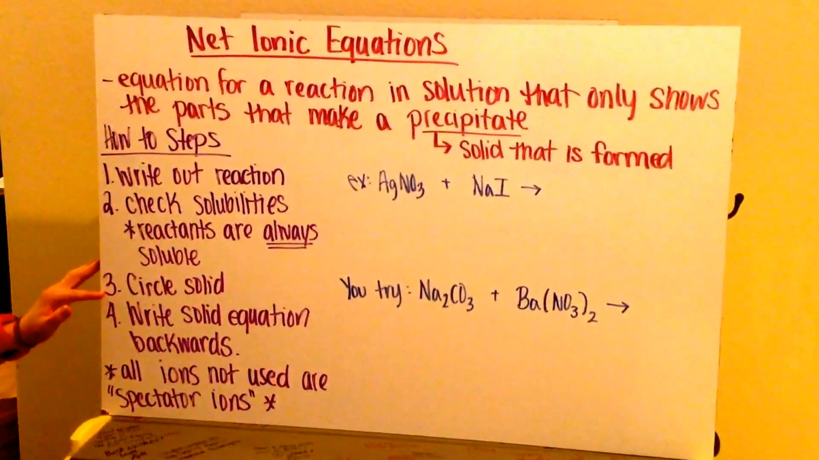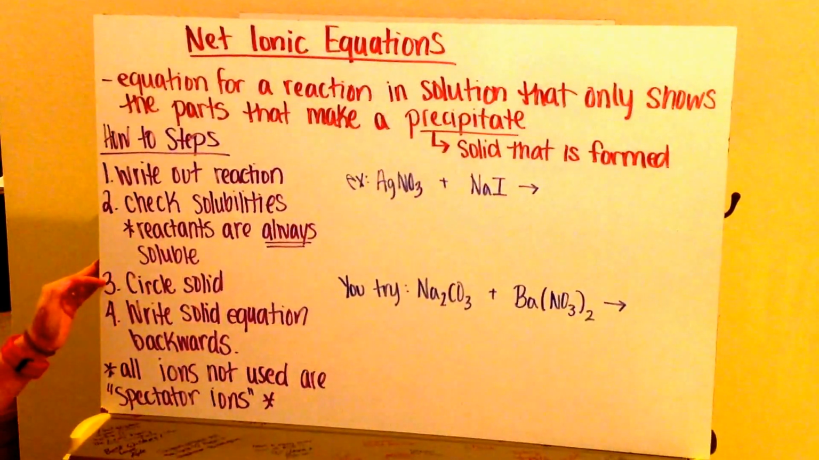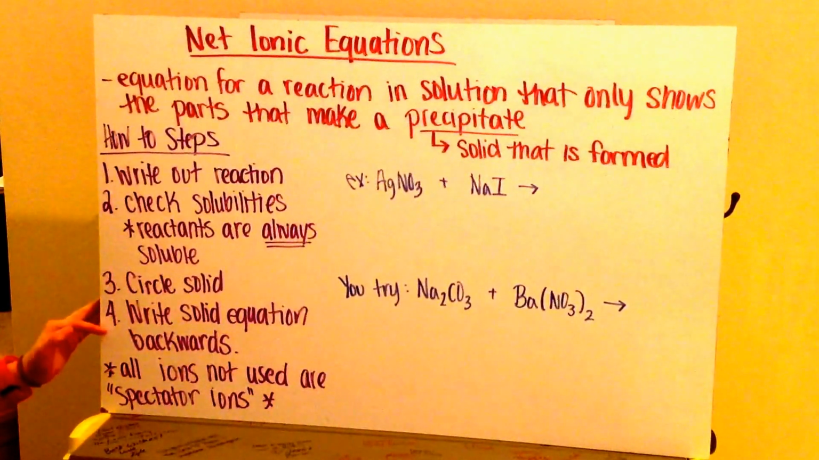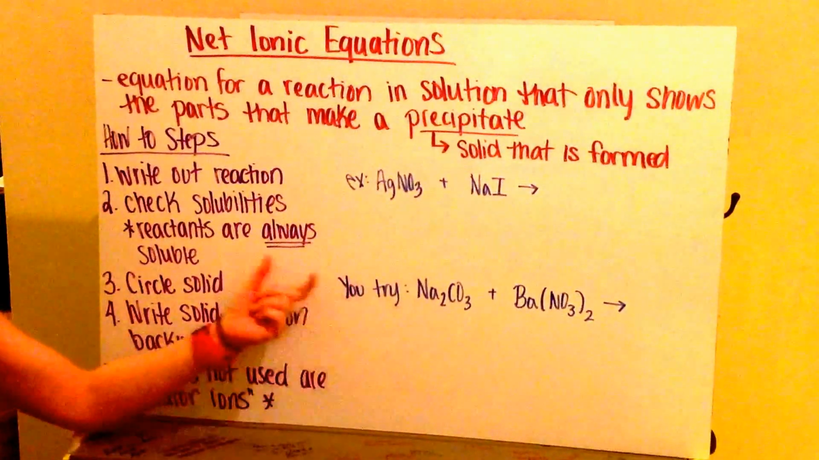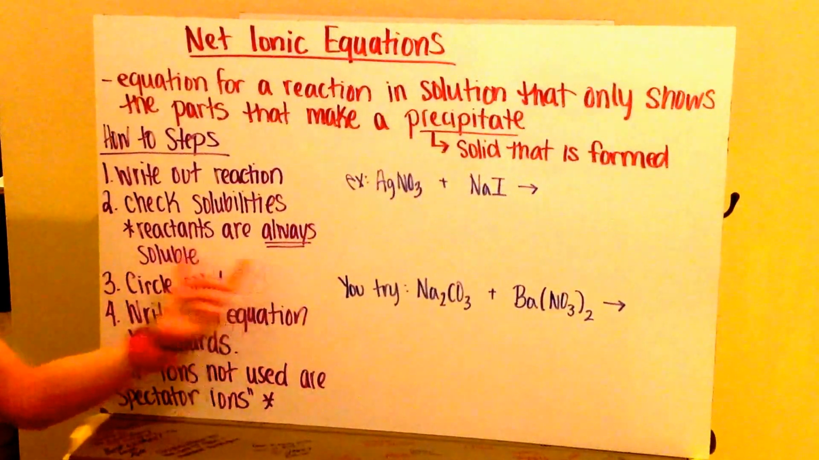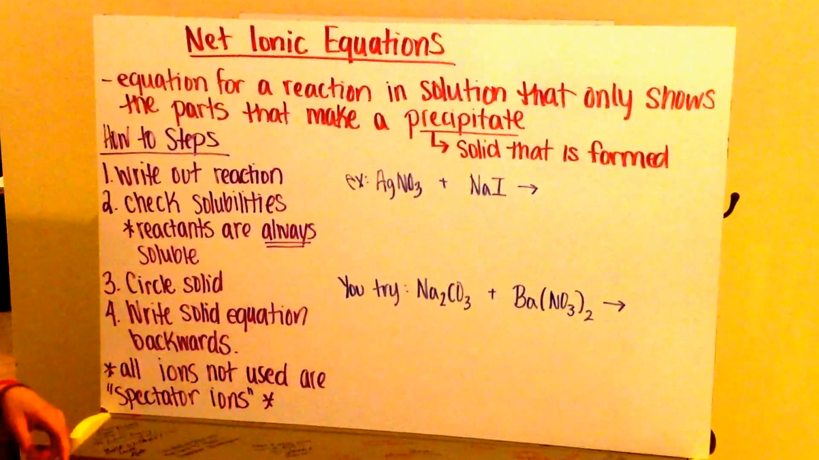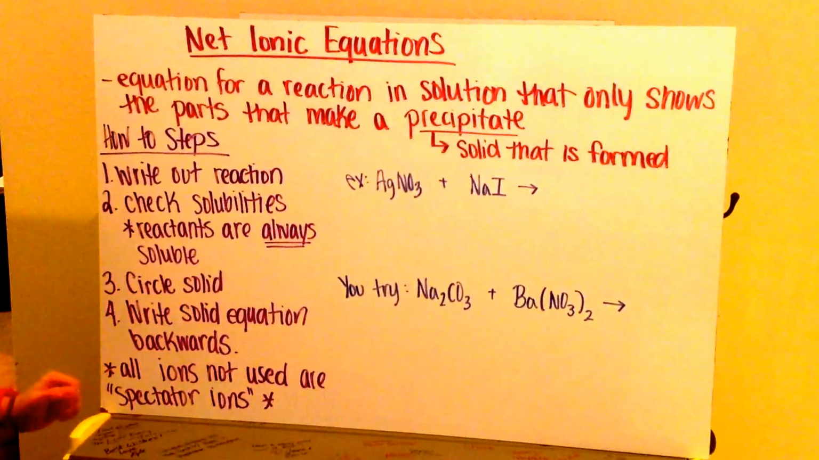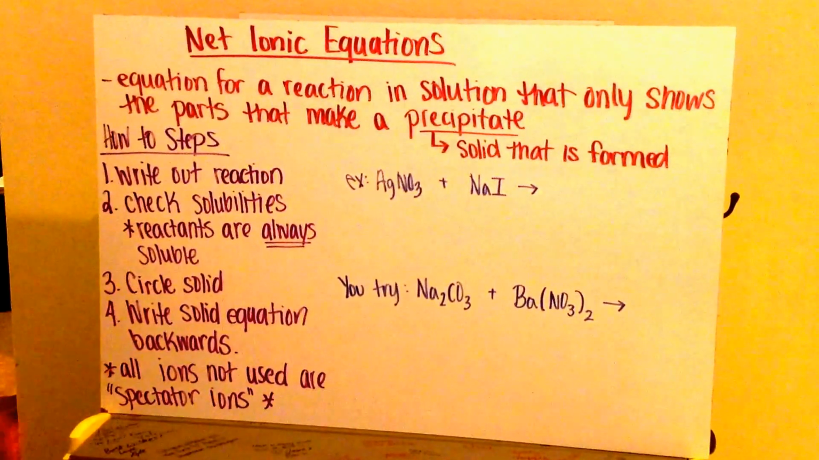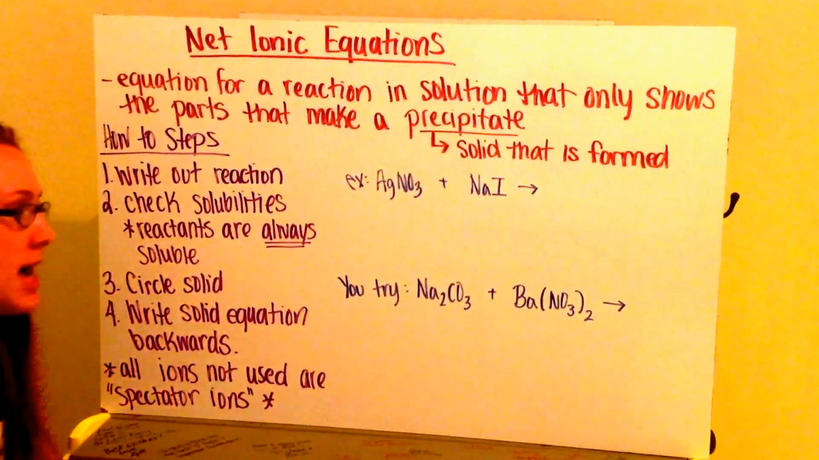Then we're going to circle the solid precipitate that we make. And then we'll write our solid equation backwards, starting by writing our solid, then the arrow, and then determining what two things we needed to make that solid. All ions that are not used in writing my final equation for my solid are considered spectator ions.